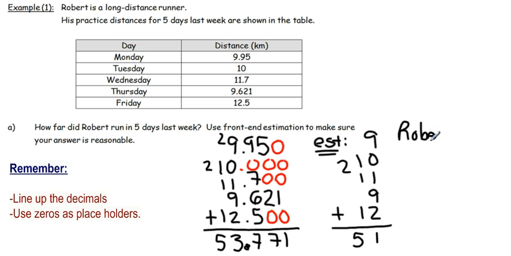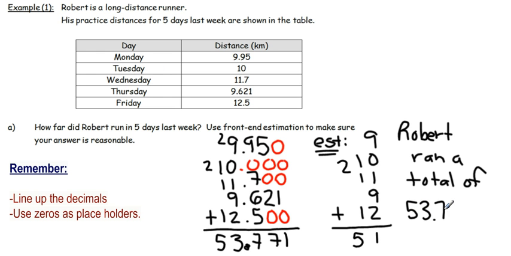Robert ran a total of 53 771/1000ths of a kilometer.